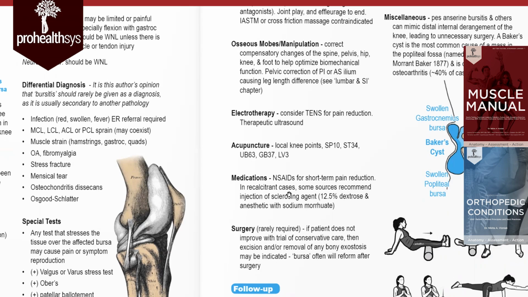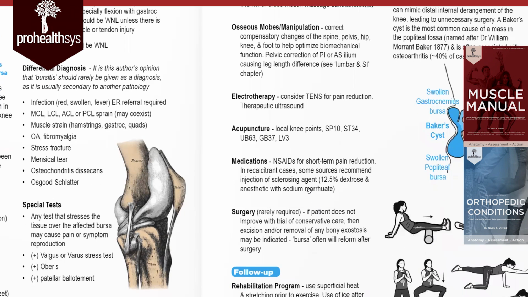Medications: short-term use of NSAIDs can be there. You could look at Prolo or PRP injections later on if your conservative pathways haven't worked, or if you want to be more specific and identify the specific cause of pathology, and it's an ACL tear or infrapatellar tendonitis or something, and again, conservative management hasn't worked. Surgery is rarely required. Again, identify the cause.